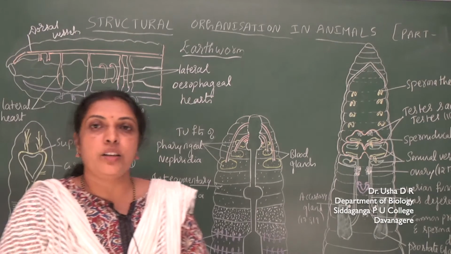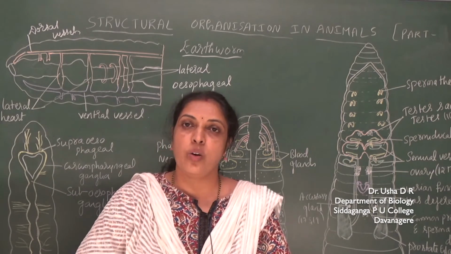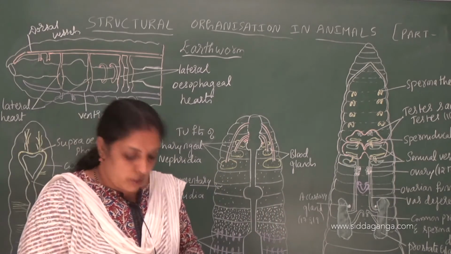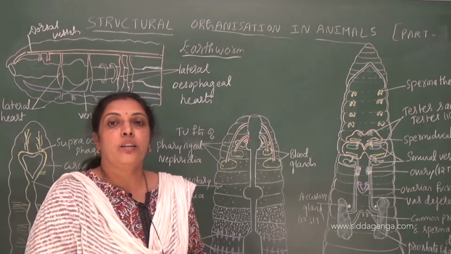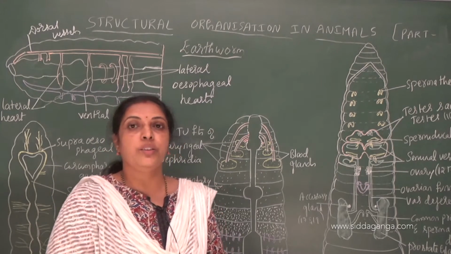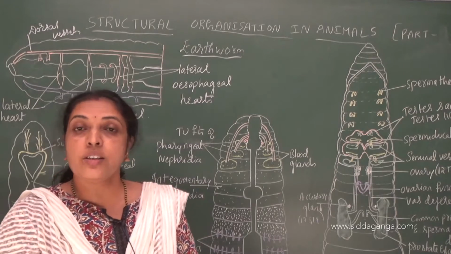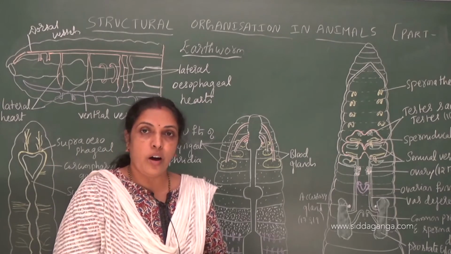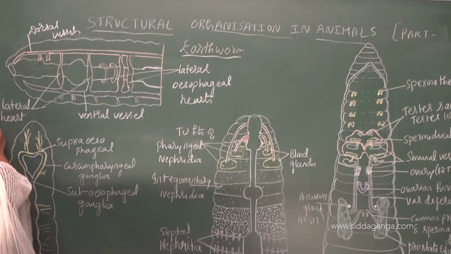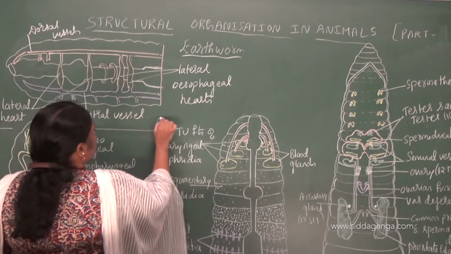Namaste children, let us continue with the topic structural organization in animals. In our last class we discussed the digestive system of earthworm. In this class we will discuss the circulatory, excretory, nervous and reproductive system of earthworm. Coming to the circulatory system of earthworm, understood.